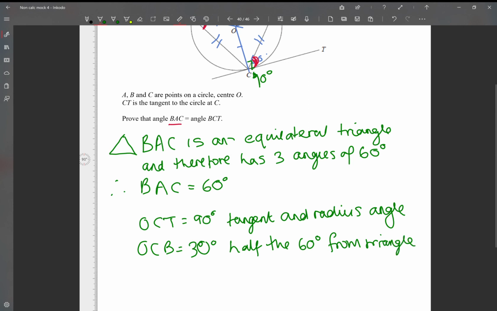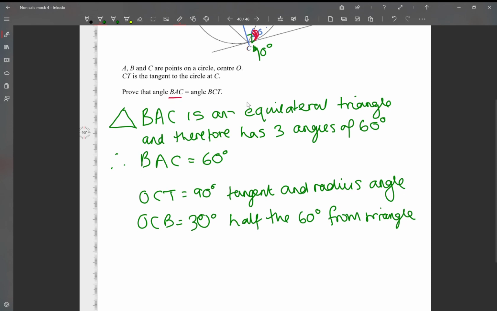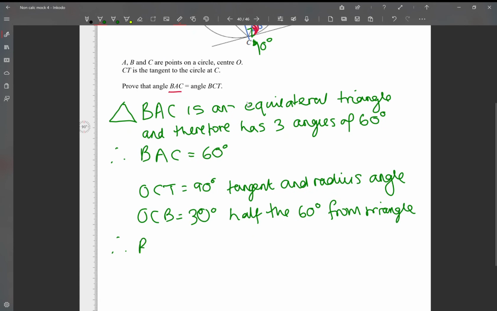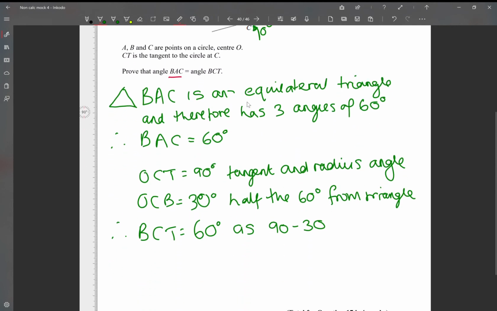And then therefore BCT, which is all we need, equals 60 degrees as 90 minus 30. You can kind of see that there.